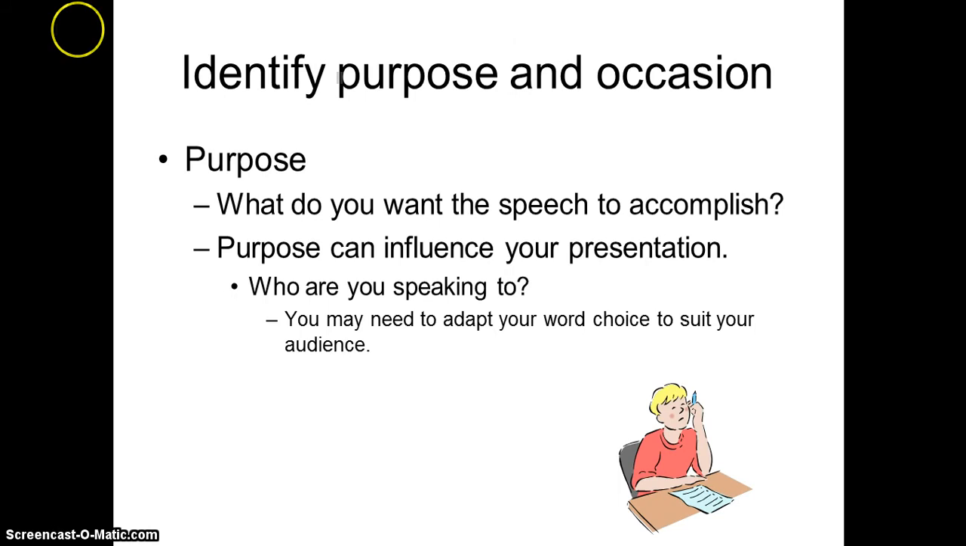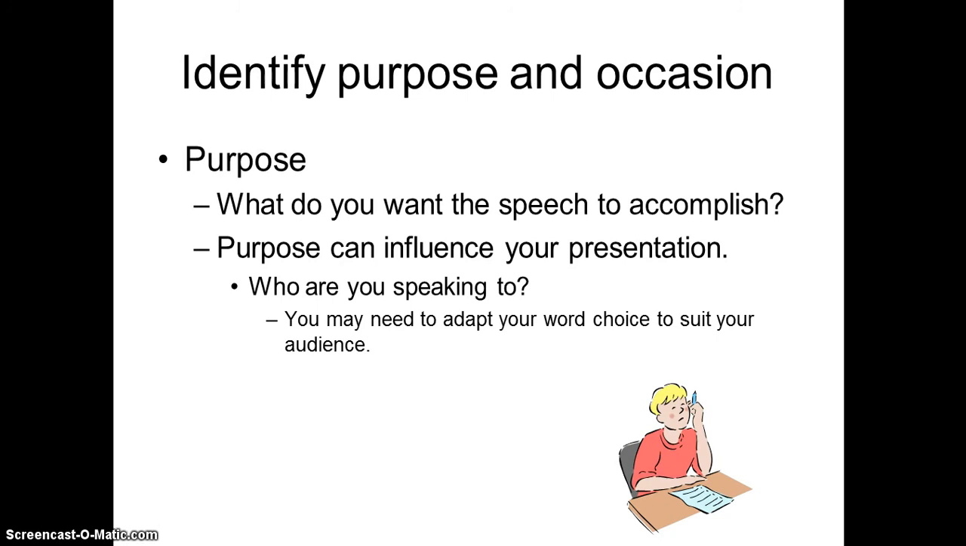So the first thing that we need to focus on is identifying purpose and occasion. Purpose is what you want the speech to accomplish. Do you want to convince someone of something? Do you want to entertain them? Do you want to change their mind or reinforce what they're already doing? You need to keep that in mind as you're preparing your speech because that can greatly impact the success of the speech. The purpose can definitely influence your presentation.